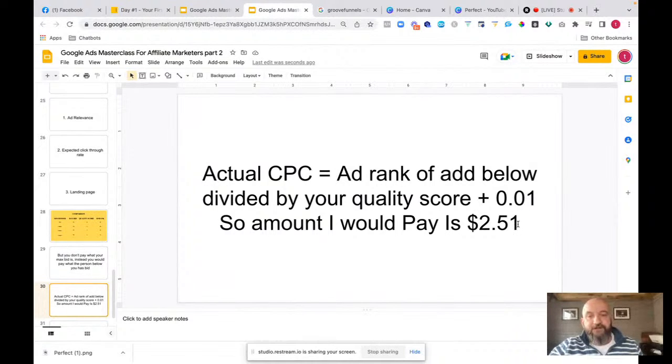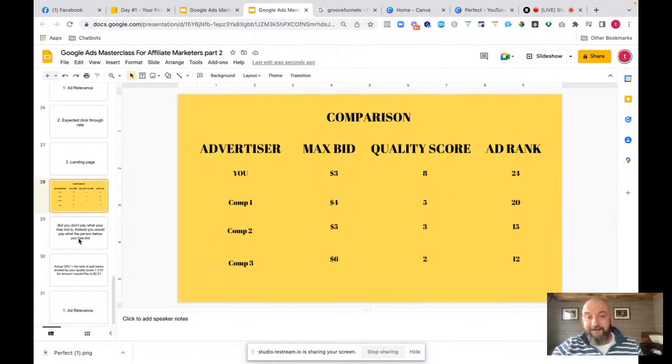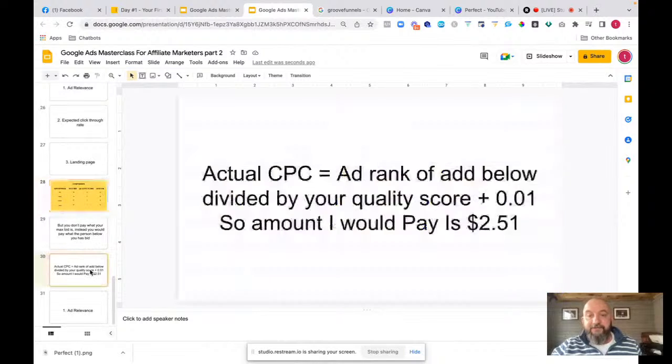So the amount I would actually pay is $2.51, because we'll take his quality score, sorry, and then we would divide it. So I would end up with $2.51, and that's good. Now, again, I've never paid $2.51, and this isn't obviously set in stone. So this is just a simplified overview, so you can really see how Google Ads work and how you're not going to be paying the same amount of money as what you're paying elsewhere.